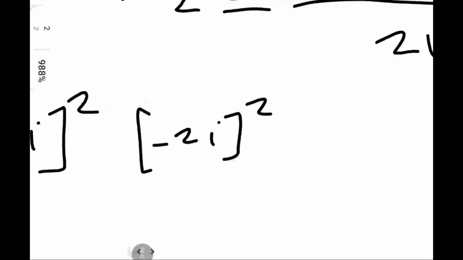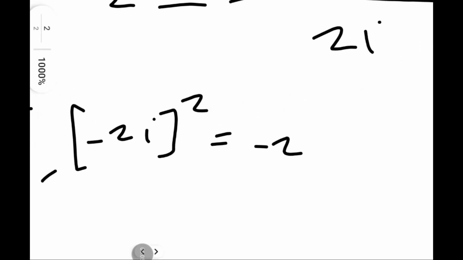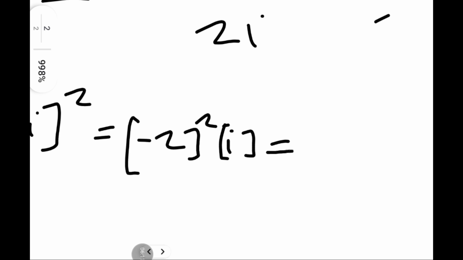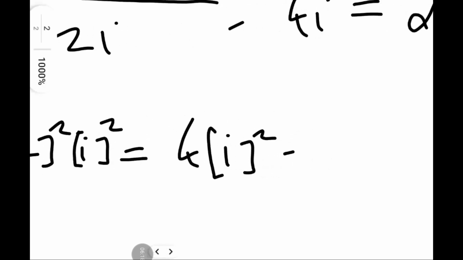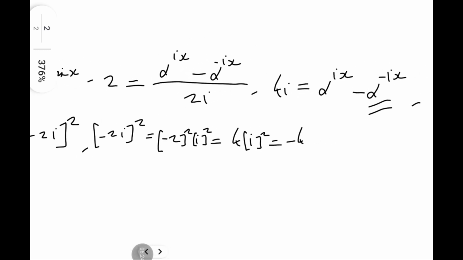that squared is equal to minus 2 squared i squared, which is equal to 4 times i squared. And we know i squared equals negative 1, so that's going to equal negative 4. So therefore, rather than having a plus 4, you're going to have a minus 4. So to get rid of that, you're going to have to actually add 4.